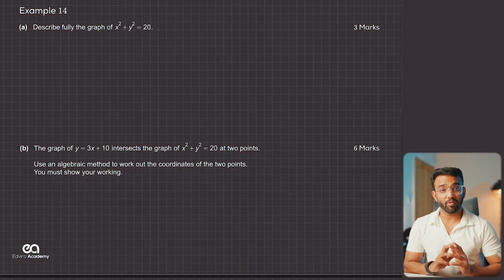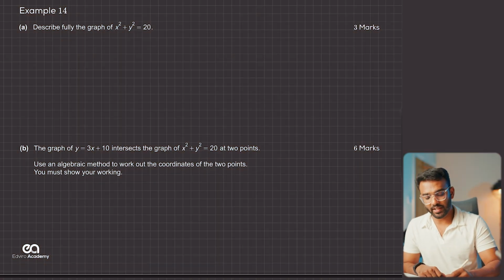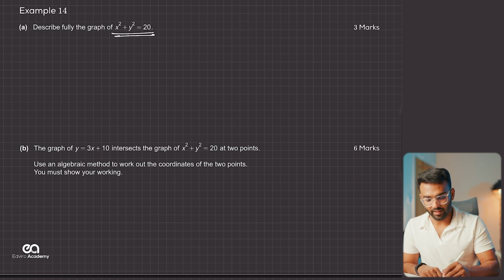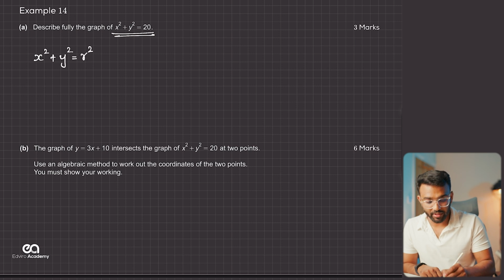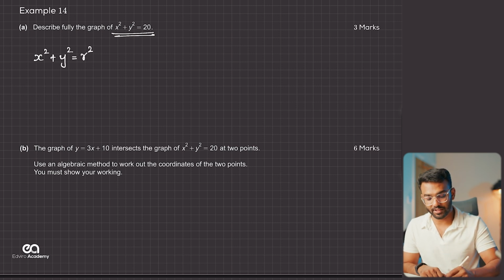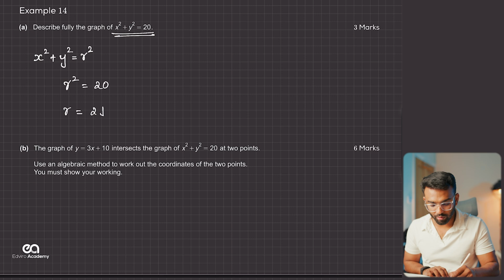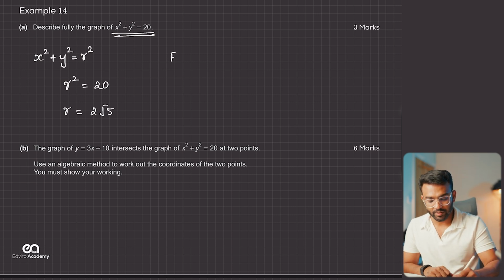So here is example number 14, guys. It says describe fully the graph of that. By just looking at it, it is what? It's an equation of a circle with the radius, x square plus y square equal to r square. That's the general form of equation of a circle. So here you can see r square is basically your 20. So r is square root of 20, and that is 2 root 5. So that's our radius.